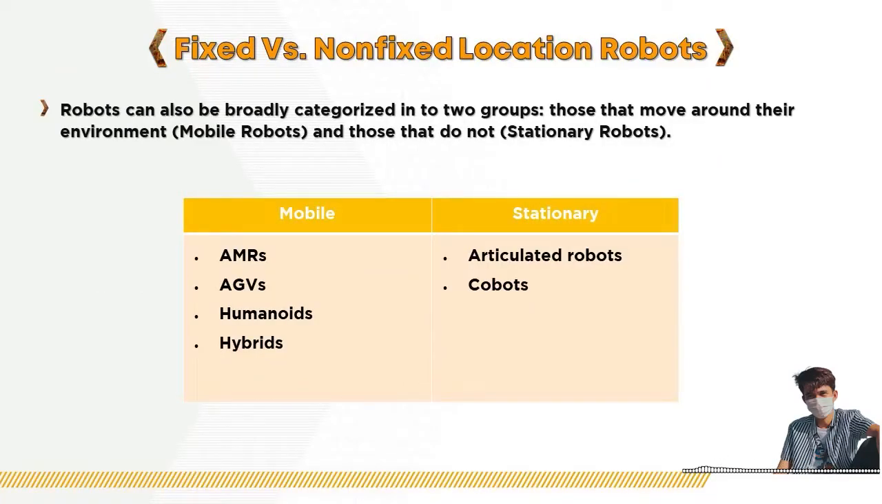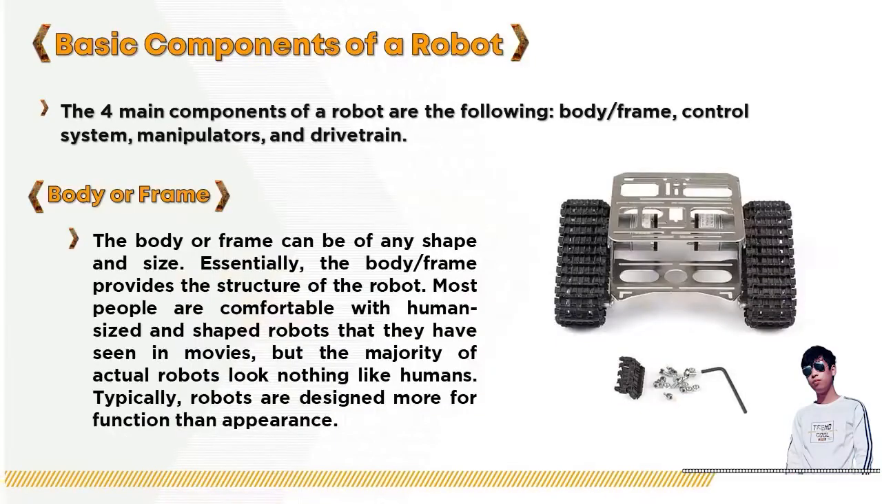Since we now have an idea about the common types of robots, let us proceed to fixed versus non-fixed location robots. Robots can also be broadly categorized into two groups: those that move around their environment, or the mobile robots, and those that do not, or stationary robots. Under the category of mobile robots are AMRs, AGVs, humanoids, and hybrids, while in stationary are articulated robots and cobots. We are now able to differentiate the fixed from non-fixed location robots.